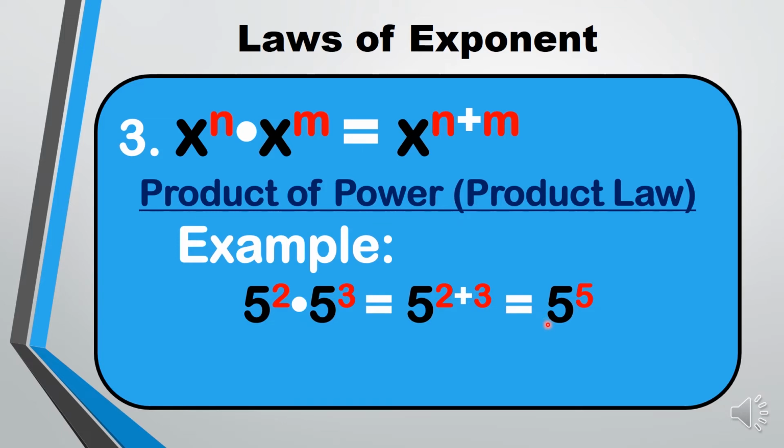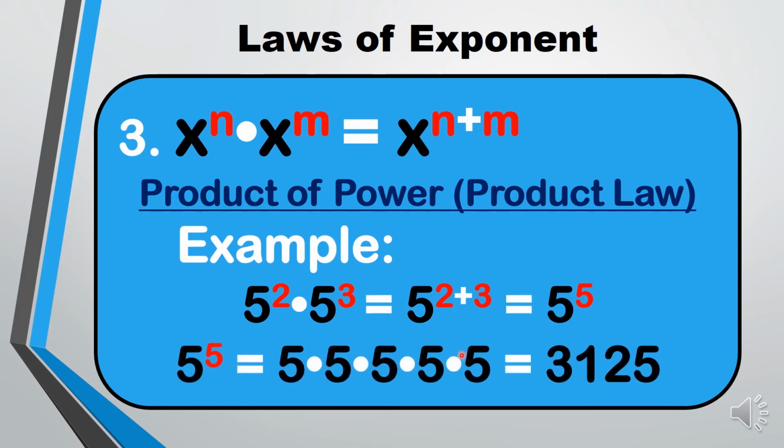Hindi pa dito natatapos ang ating sagot. Kailangan i-expand natin ito para makuha natin ang final answer. 5 raised to 5 is equal to 5 times 5 times 5 times 5 times 5, wherein we will multiply 5 times to itself. And our answer will be 3,125.